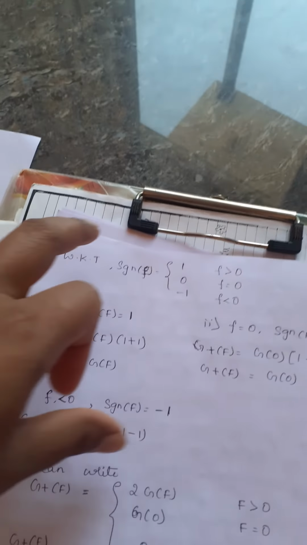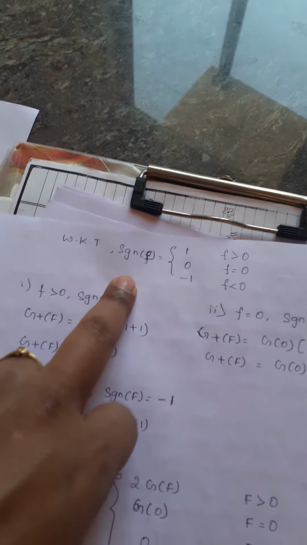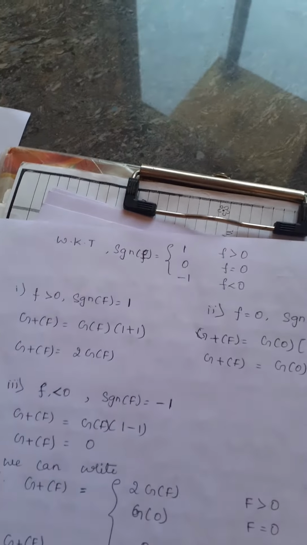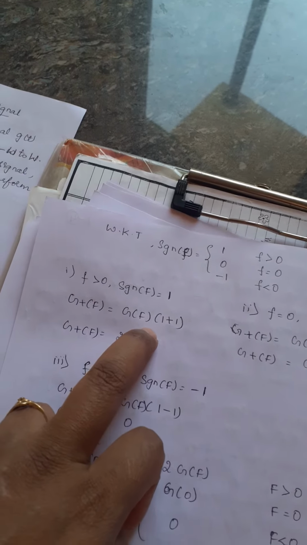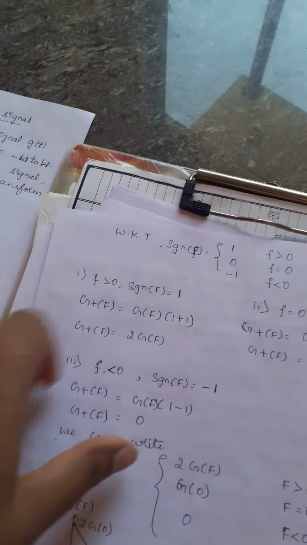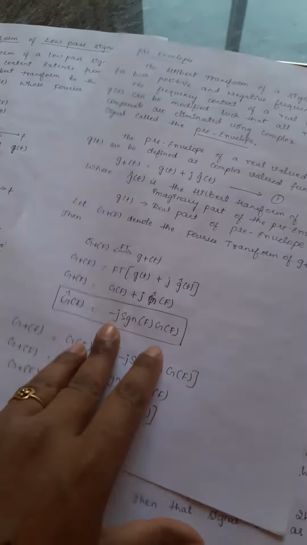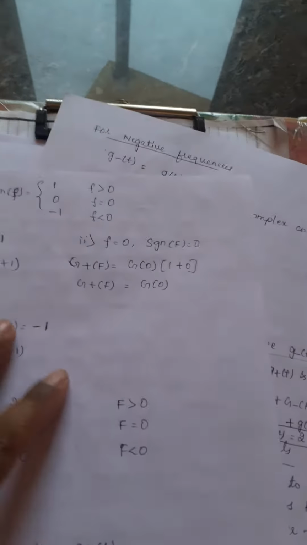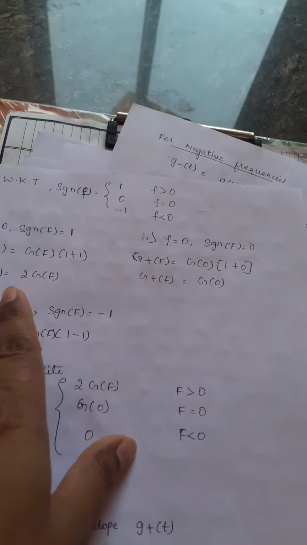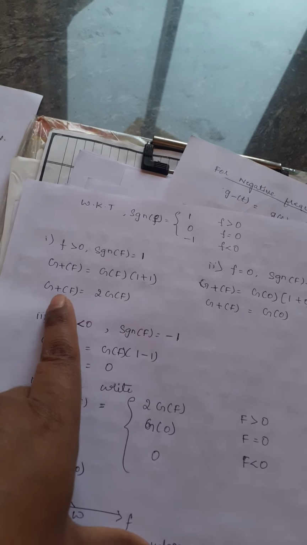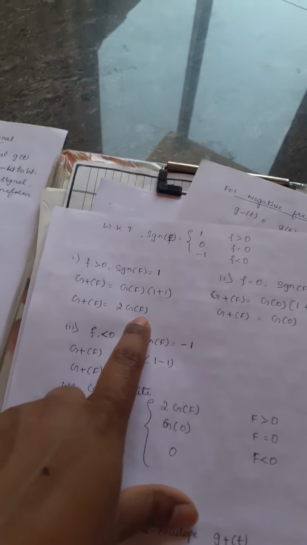If these sigma conditions are applied to the above equations, that is, the pre-envelope, we get G plus of f is equal to G of f into 1 plus the sigma function. Here we apply the value 1, therefore 1 plus 1 is 2, and G plus of f is equal to 2 into G of f.